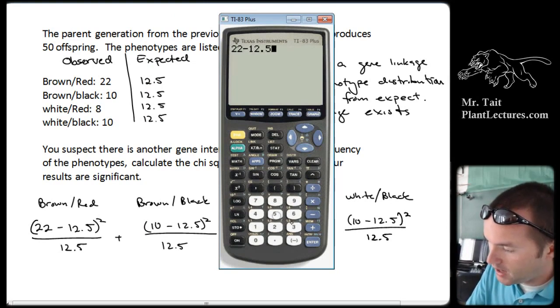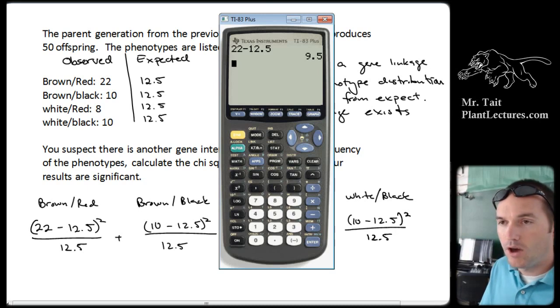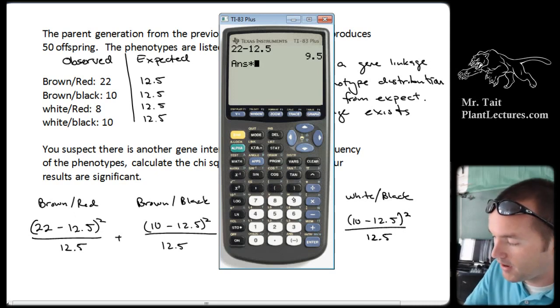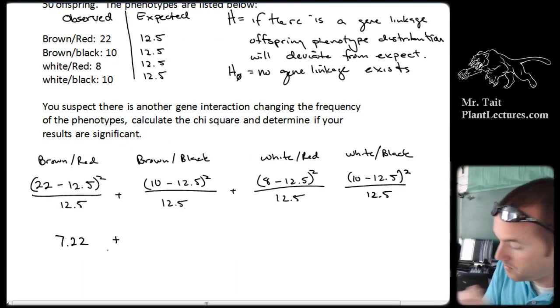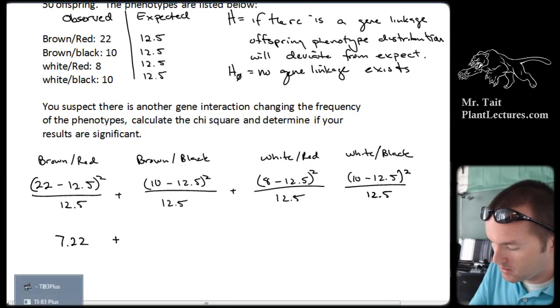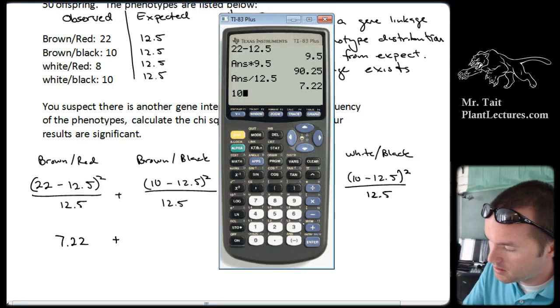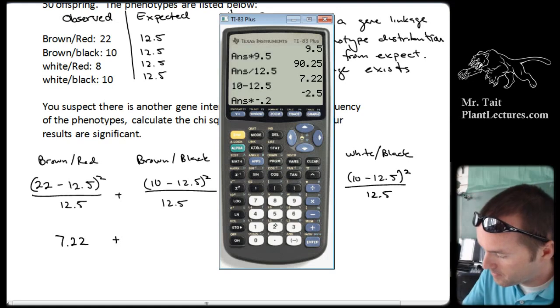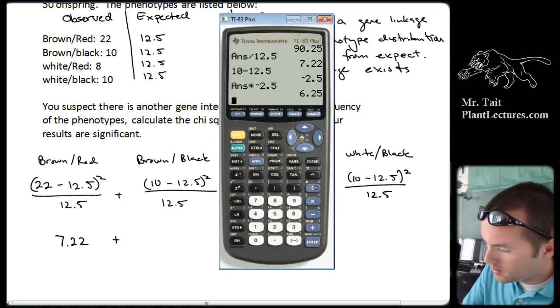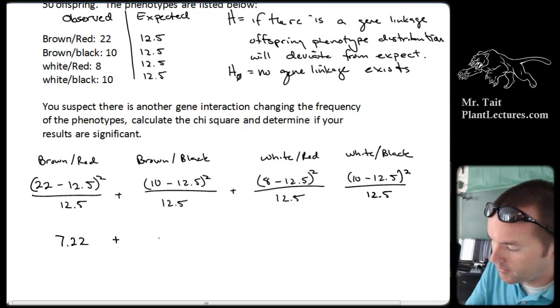Plug them in. So, 22 minus 12.5, 9.5. Oh no, my calculator doesn't have a square key. What do I do? Multiply by 9.5. And then divide by 12.5. And I get 7.22. Plus the next thing, which is 10 minus 12.5, times negative 2.5, divided by 12.5. And that gives me 0.5.